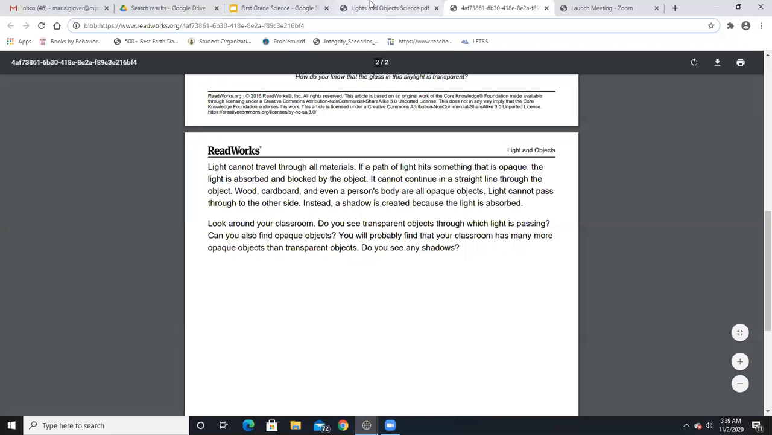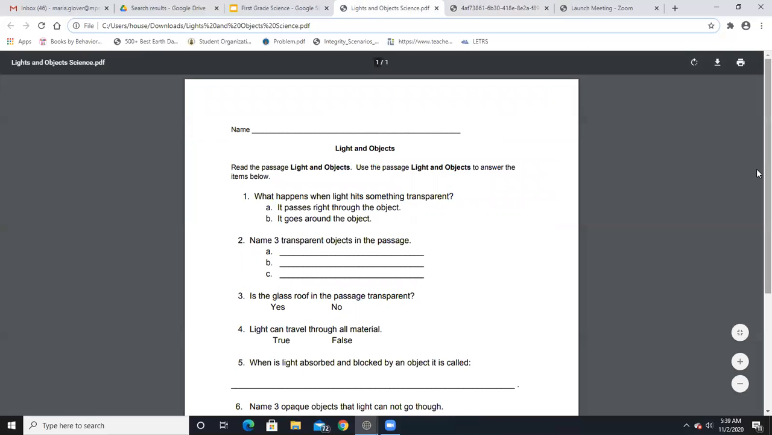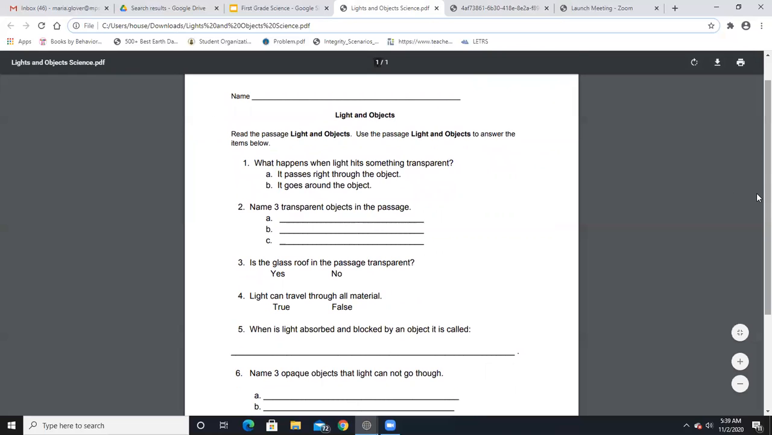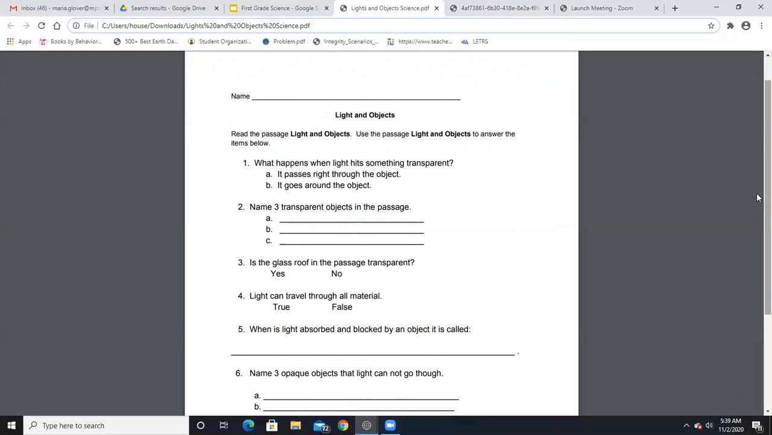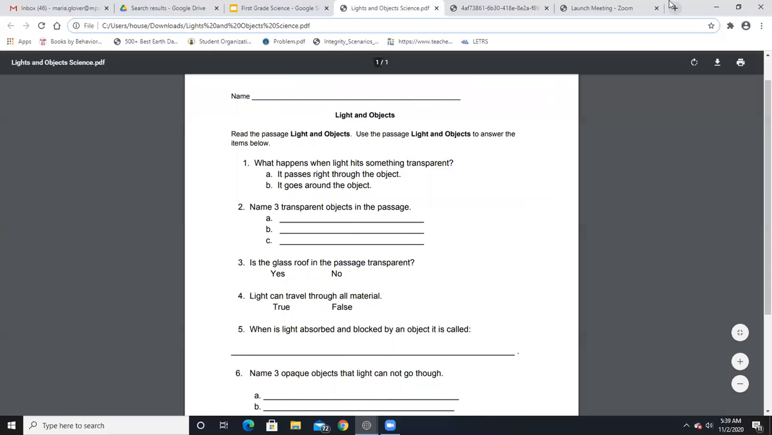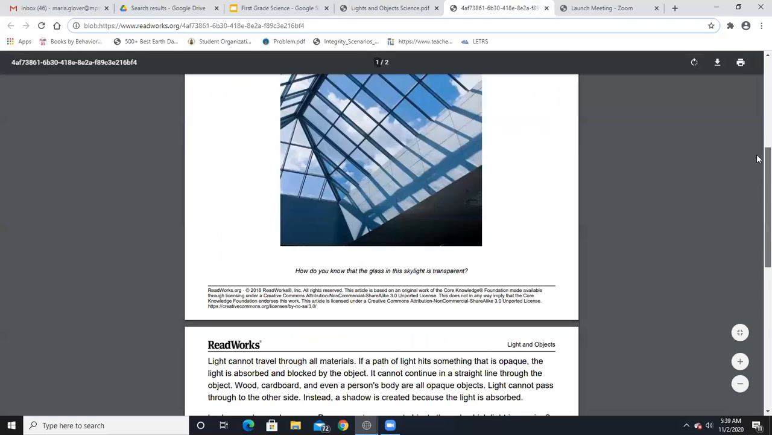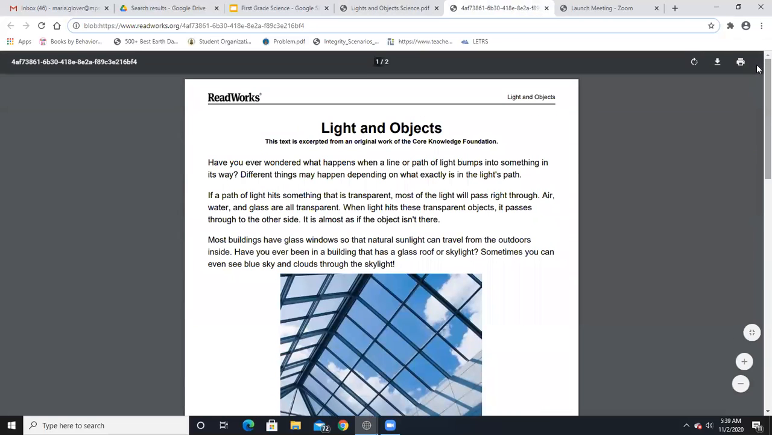All right, let's look at our comprehension questions or items. We have read the passage, Light and Objects, and we're going to use the passage to answer the items below. Number 1, what happens when light hits something transparent? A, it passes through the object, or B, it goes around the object. Number 2, name 3 transparent objects in the passage. If you go back to your passage, there were 3 objects that were considered to be transparent that were named. It is in this second paragraph.